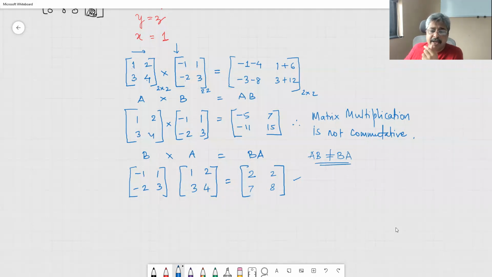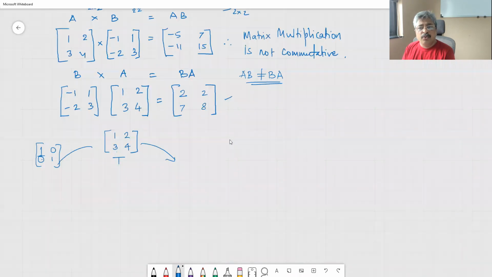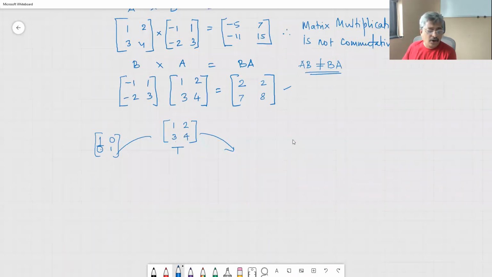But then, when we say matrix 1, 3, 2, 4, it is basically telling you what is the image of the 1, 0 vector: 1, 3. What is the image of the 0, 1 vector: 2, 4. So it's a transformation matrix. It is a rule by which you operate the function from domain to codomain. But then what do we mean by matrix multiplication in that context?